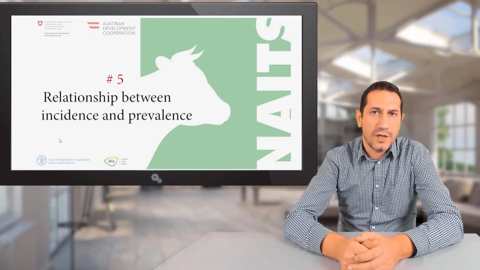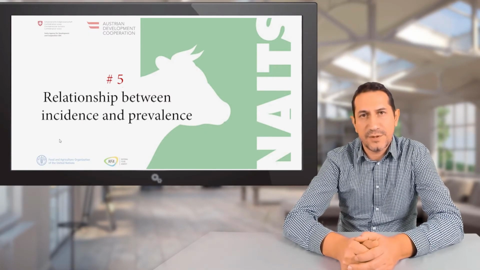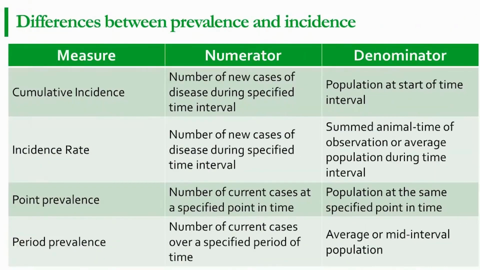Hello. Today we are going to talk about the relationship between incidence and prevalence. We might recall from the last time that there are some differences in calculation between incidence and prevalence. In terms of the numerator, the main difference is that the prevalence accounts for all cases, old and new, while the incidence accounts only for new cases.